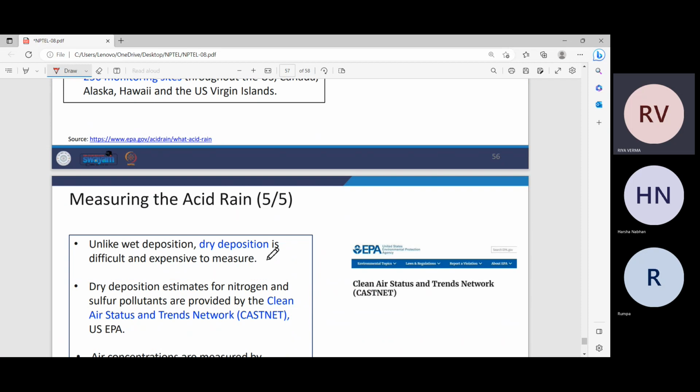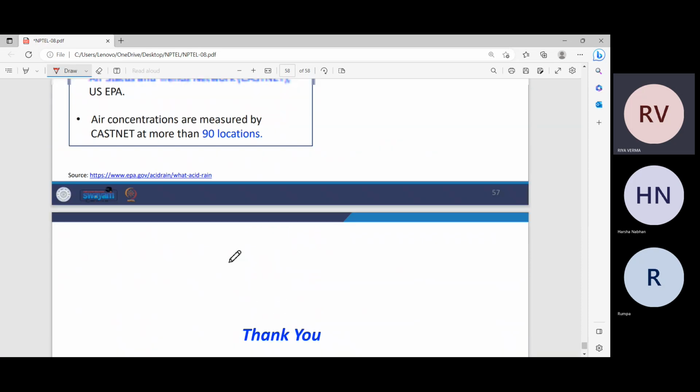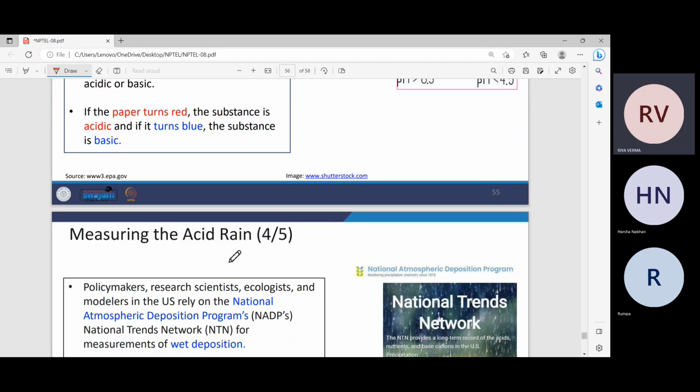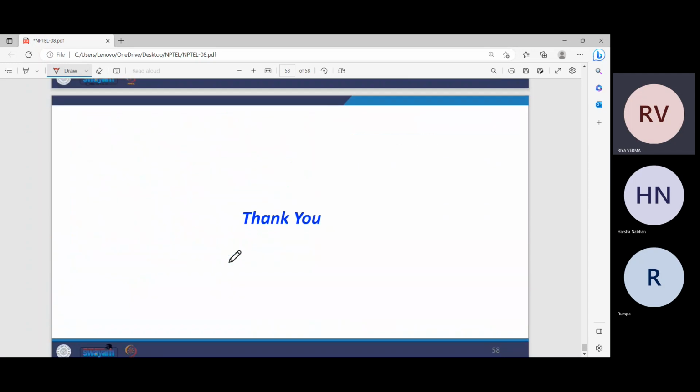Unlike the wet deposition, the dry deposition is difficult and expensive to measure. So the dry deposition estimates for nitrogen and sulfur pollutants are provided by the Clean Air Status and Trends Network by the US EPA, and air concentrations are measured by CASTNET at more than 90 locations. So this is how the wet and dry deposition is done, and this is how the acidity of the rain is found. So that's all for the questions for today's class.